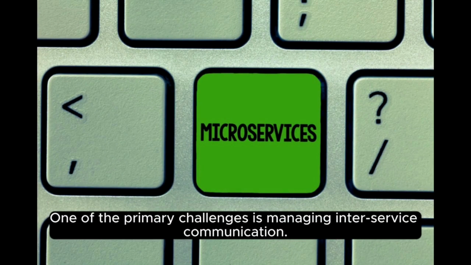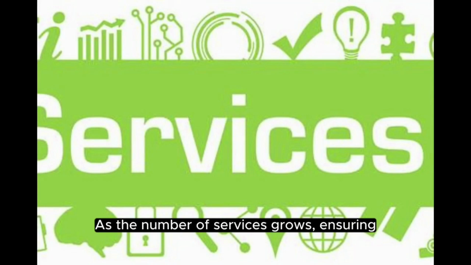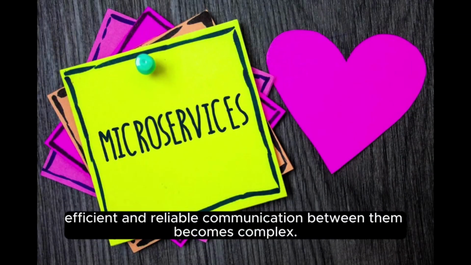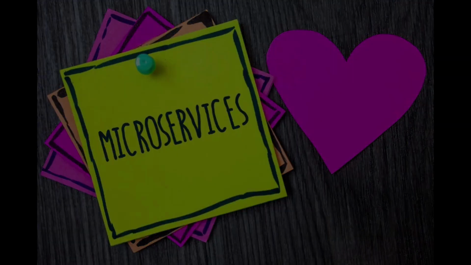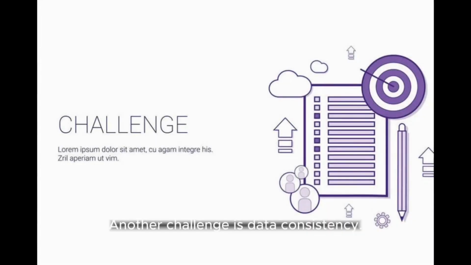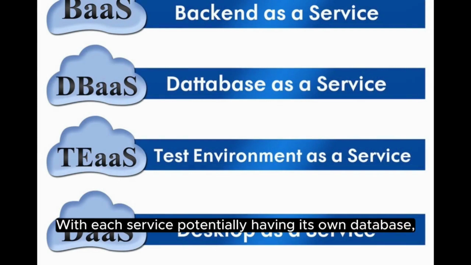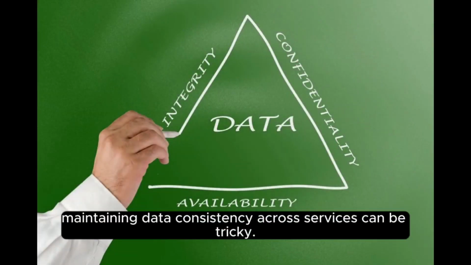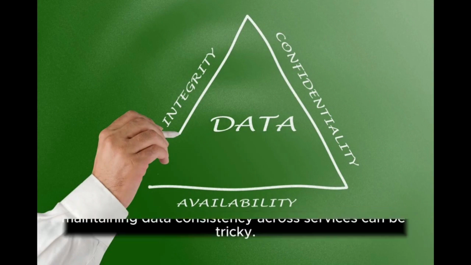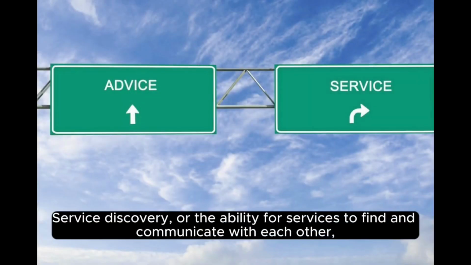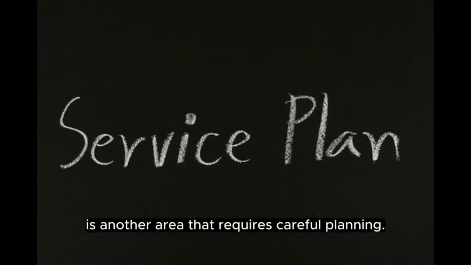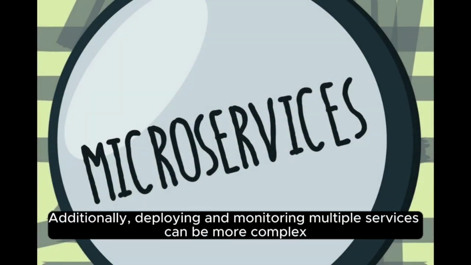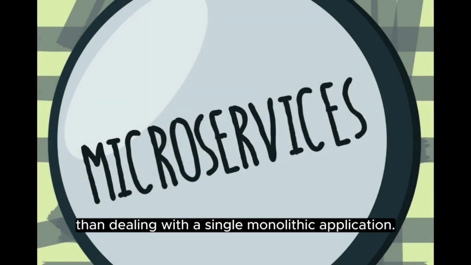One of the primary challenges is managing inter-service communication. As the number of services grows, ensuring efficient and reliable communication between them becomes complex. Another challenge is data consistency, with each service potentially having its own database. Maintaining data consistency across services can be tricky. Service discovery, or the ability for services to find and communicate with each other, is another area that requires careful planning. Additionally, deploying and monitoring multiple services can be more complex than dealing with a single monolithic application.